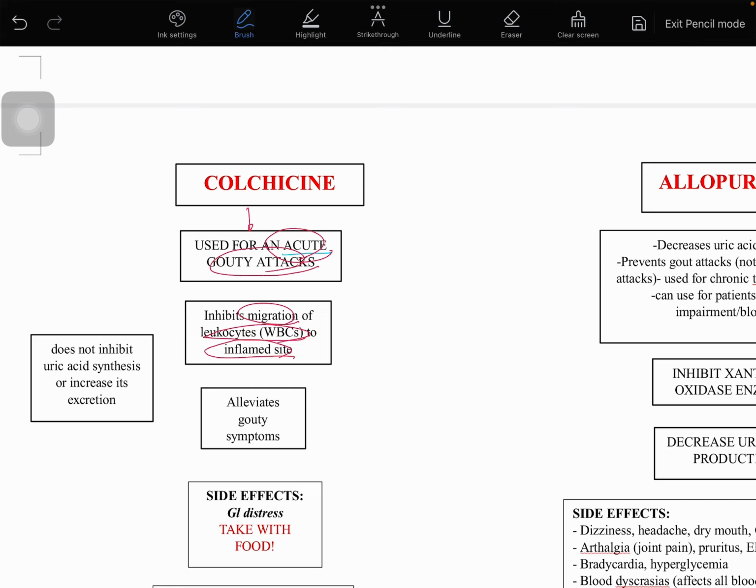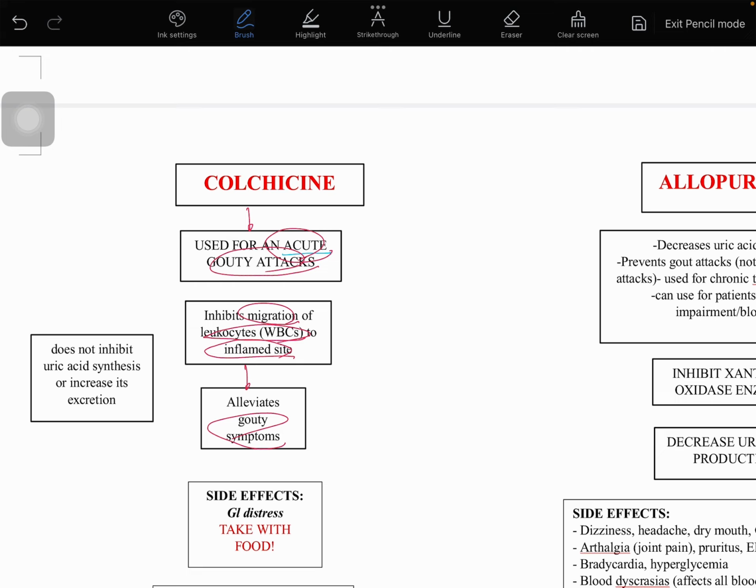Ang ginagawa po ng ating colchicine, binablock niya po yan. Okay, and then of course, kapag na-block po mismo yung mga leukocytes natin papunta sa ating mga injured site, of course, wala nang inflammation. Therefore, it will alleviate your gouty symptoms. That is why it is being used to treat your acute gouty attacks. Yan po ang ginagawa ng ating colchicine.